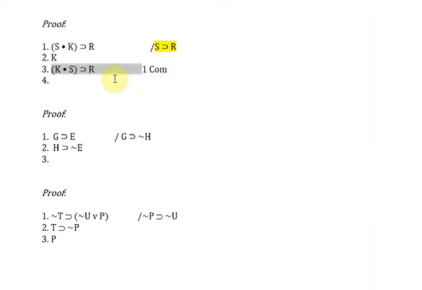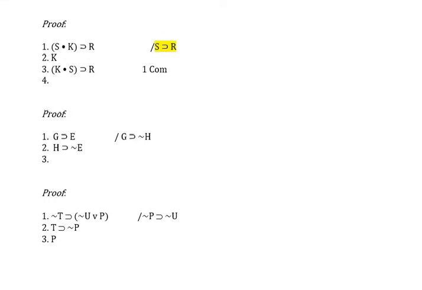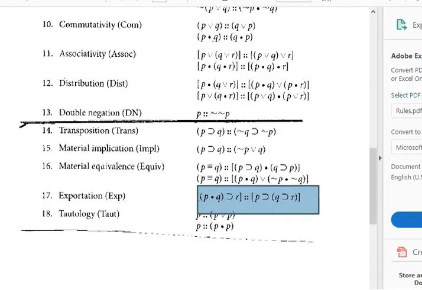Okay, well, that means that if we apply exportation there, then we're going to get something that looks like this: if K, then if S, then R, right? And that's, again, a straightforward application of exportation to line 3, right? EXP to line 3. Okay, so now it looks like we could use that to get the if S then R. How do I know that?